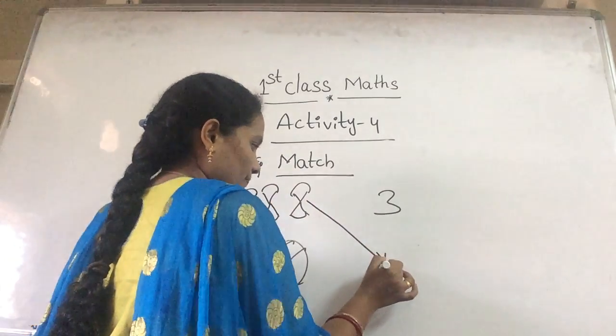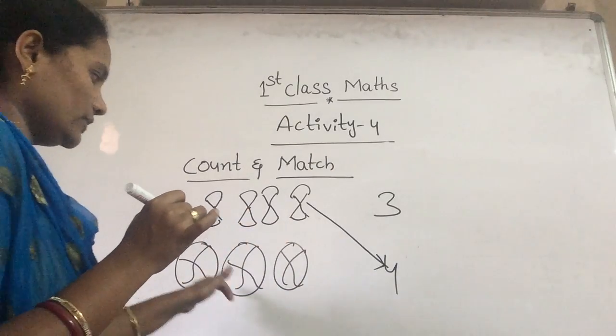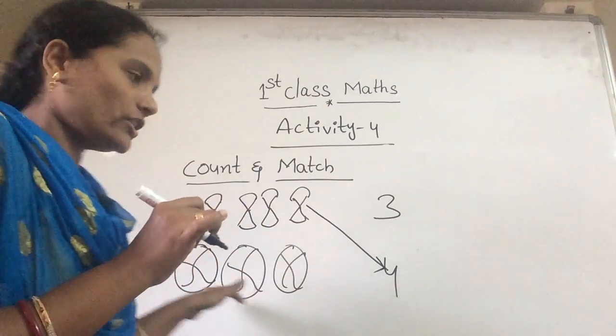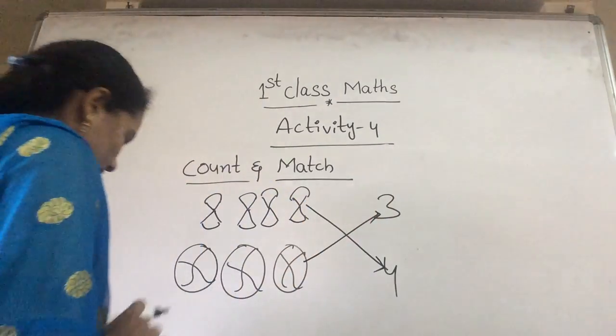Now next, here balls are there. You count the balls. 1, 2, 3. 3 balls are there. You match to 3. Do this in your textbook.